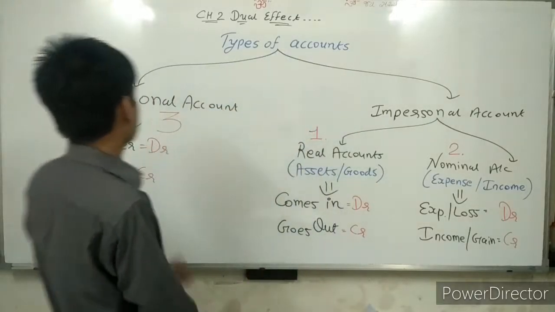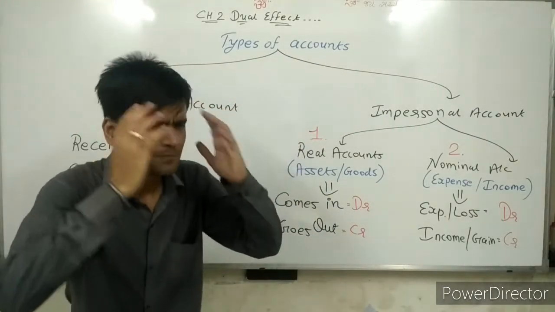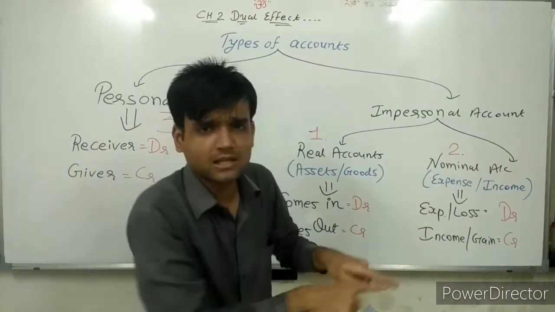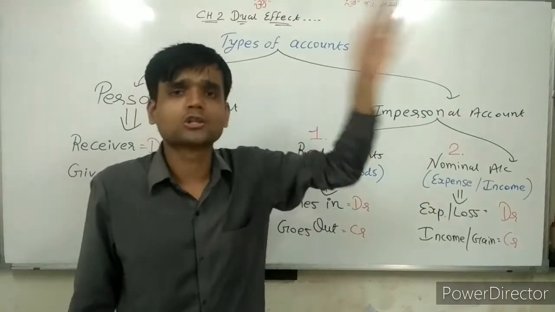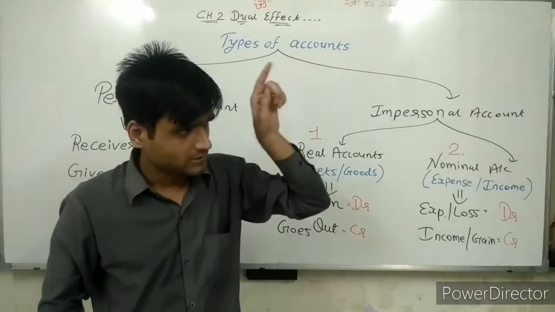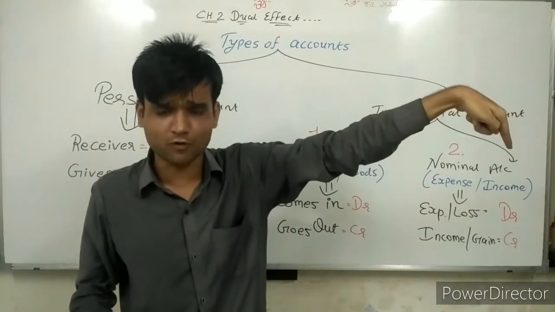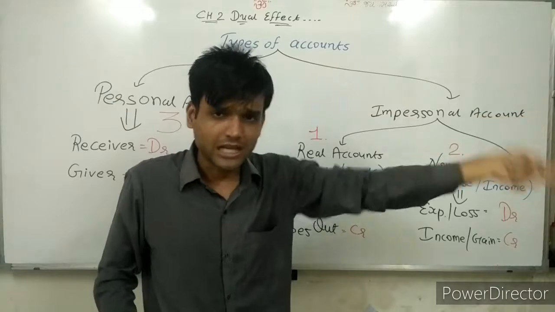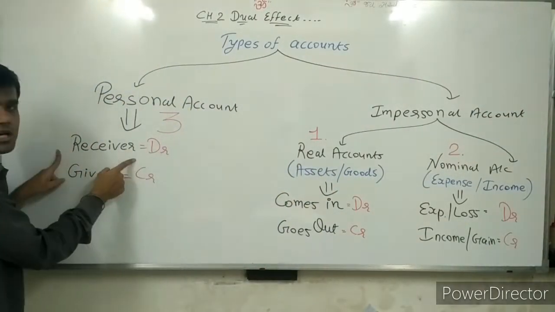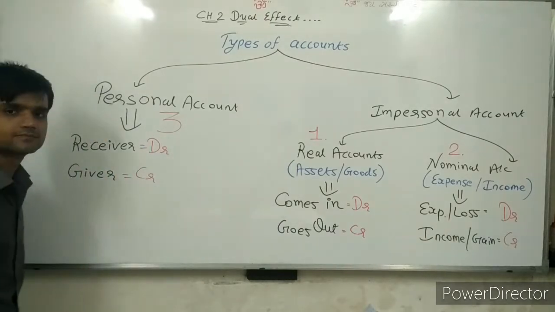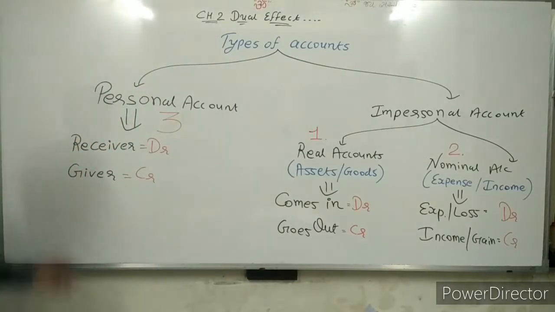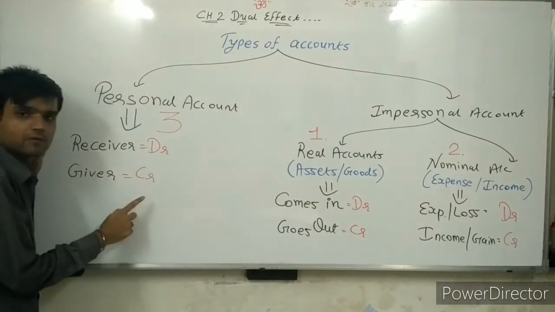And if we are talking about personal account, then think which person, which type of transactions we are doing. That person receiving or that person giving. Only two possibilities are there. That person is receiving something from me or that person is giving something to me. So there are only two relations, receiver or giver. If receiver, then debit. If giver, then credit.